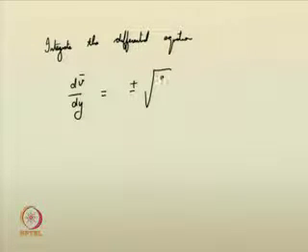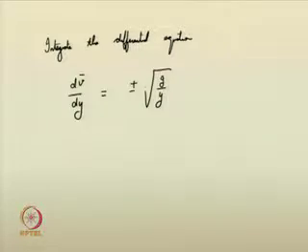Your differential equation is dV bar by dy is equal to plus or minus root of g by y. As we have suggested, whether the wave celerity is negative or positive, based on that you have to incorporate a plus or minus sign here in the equation. If the wave is propagating upstream, you have to use the negative sign here.